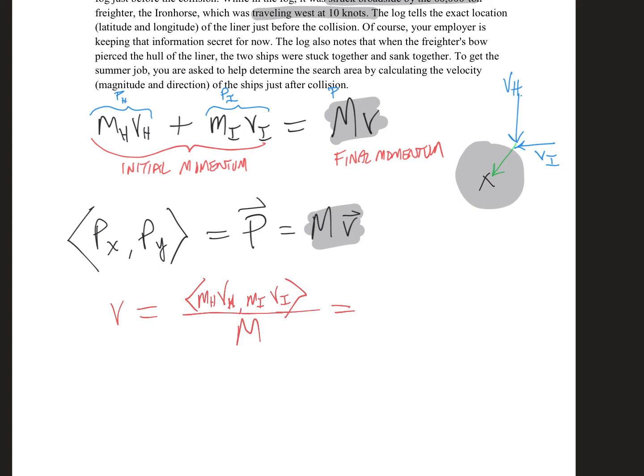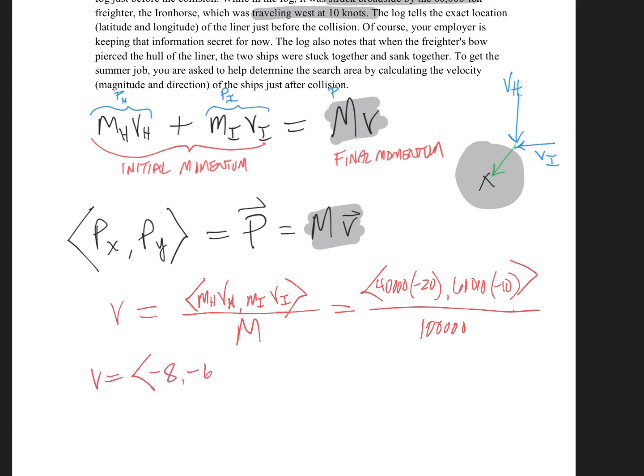you're going to get, and I suppose we could write it in here, 40,000 times minus 20, because it's going down, and then 60,000 times minus 10, because it's going left, I guess, which way you guys are looking at me, and then this is like 100,000, because of the sum of those two. And the nice thing here is you will get a nice vector out of this. This will be in knots, because that's what these units were. They were knots.